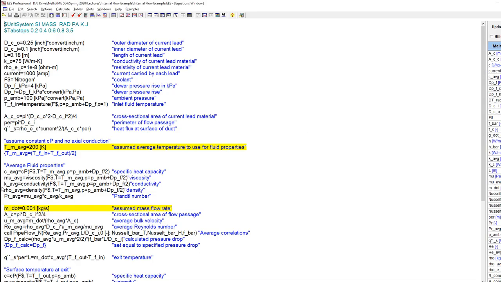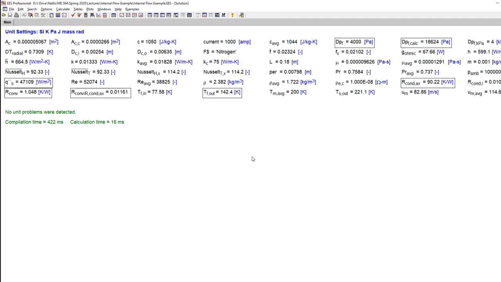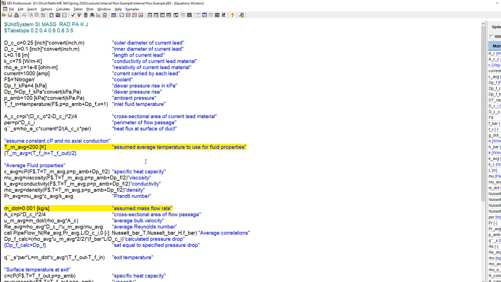Go back to my EES model. So this is the cross-sectional area associated with the conductor. This is the area through which the current has to flow. That's the perimeter exposed to the vapor. And then this is that equation we derived for the heat flux. So the heat flux experienced by the vapor as it flows along there is 47.1 kilowatts per meter squared. Right, so that's the heat flux on the surface of my duct. All right, so that's helpful.